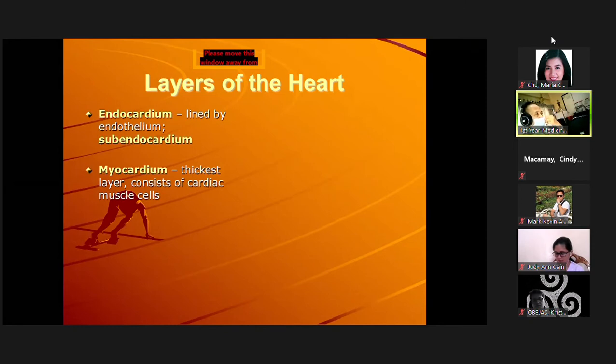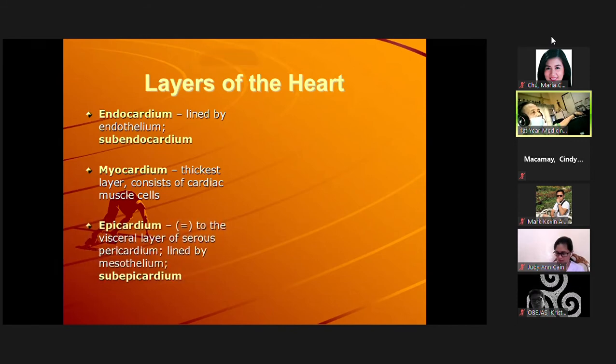The subendocardium is the sublayer. Now the next layer of the heart is your myocardium, the thickest layer, which consists of cardiac muscle cells. Epicardium is equal or similar to the visceral layer of serous pericardium, lined by mesothelium. And a sublayer of it is called subepicardium.